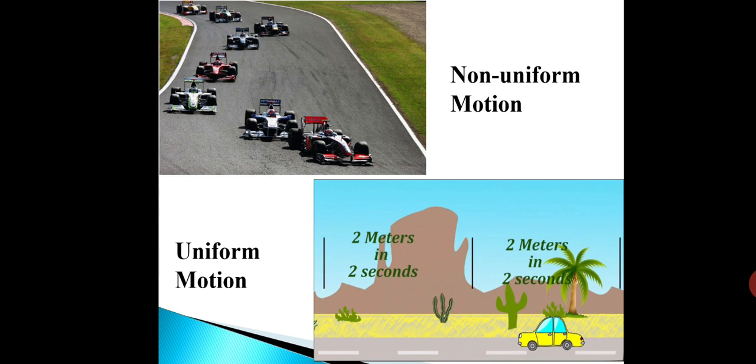Then is the uniform motion. You can see the car is moving 2 meters in 2 seconds. 2 meters in 2 seconds means equal distance in equal intervals of time, right?